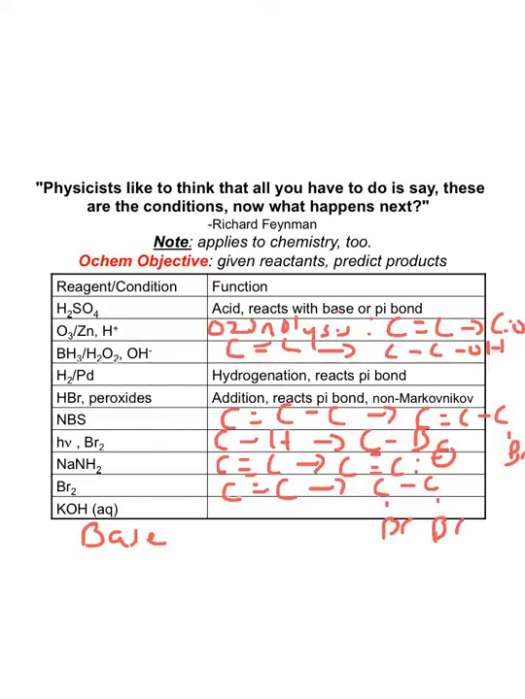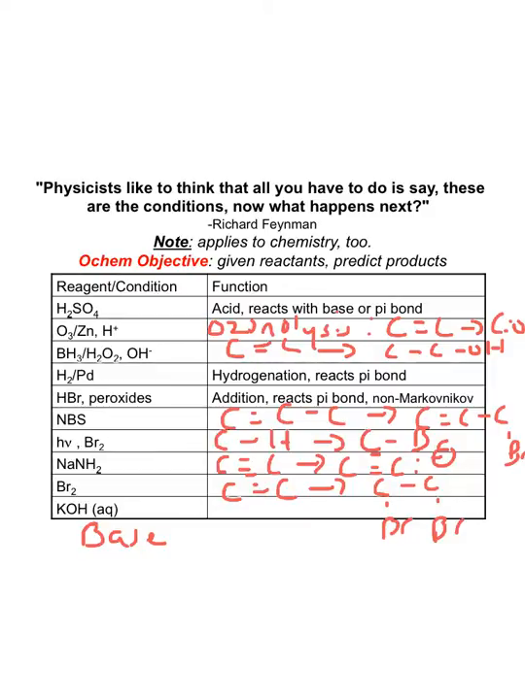Ozonolysis, a carbon-carbon double bond is converted to a carbon-oxygen double bond. Hydroboration, an alkene undergoes hydration in a non-Markovnikov addition. NBS, that specialized brominating agent. Note that it's going to react at the allylic carbon. Light and Br2 is the radical bromination reaction, that's a substitution reaction.